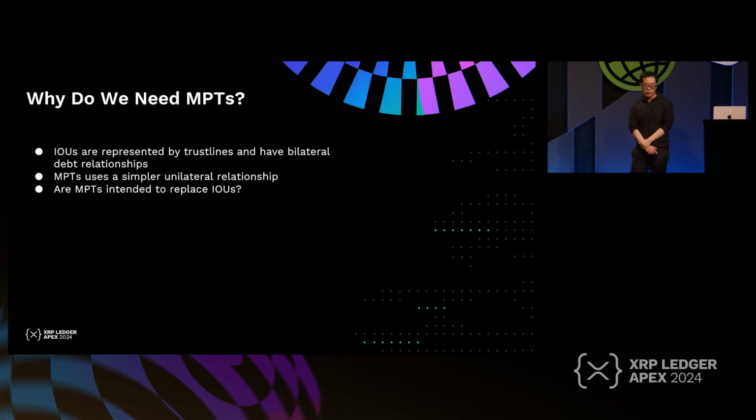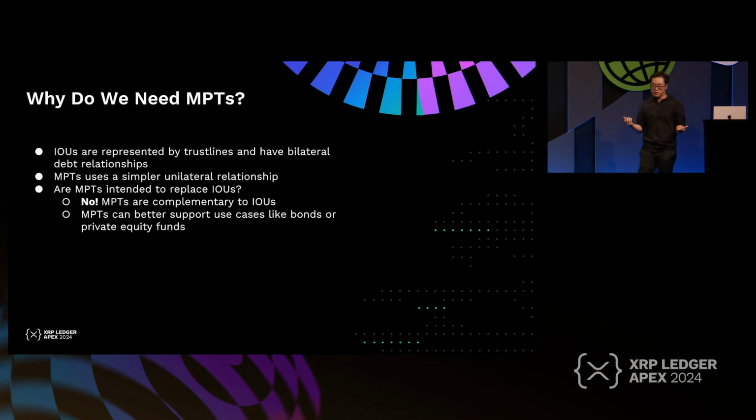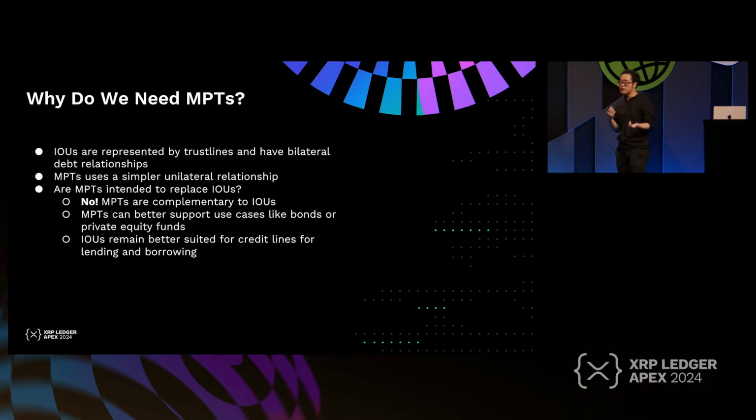And the next question you may ask is, is MPT intended to replace IOU? The answer is no. While there might be overlap where both MPTs and IOUs are suitable, there is a need for both over the long term. MPTs can support tokenization of fixed income securities like bonds, or they can be used for unlisted equity, such as private equity funds. These use cases will find on-chain metadata very useful. On the other hand, IOUs will remain more suitable for use cases such as credit lines for lending and borrowing.